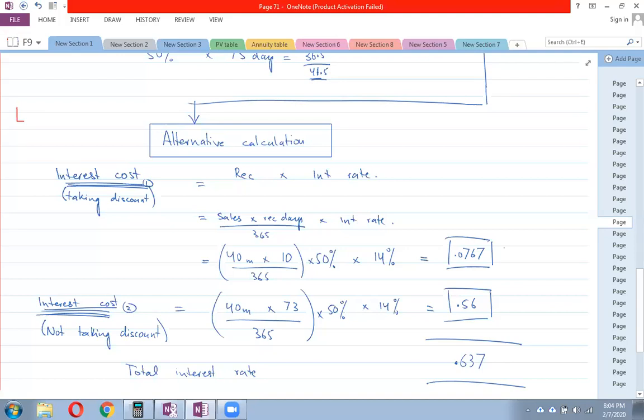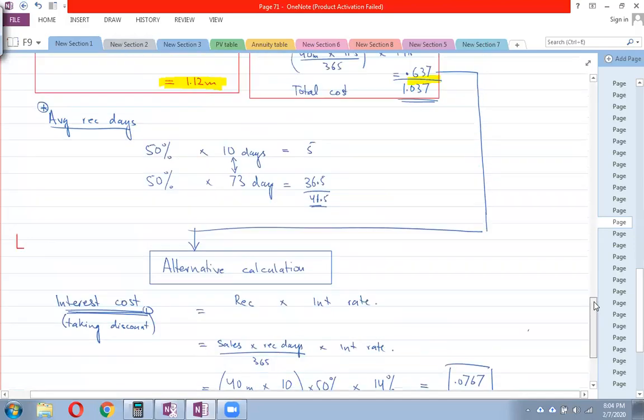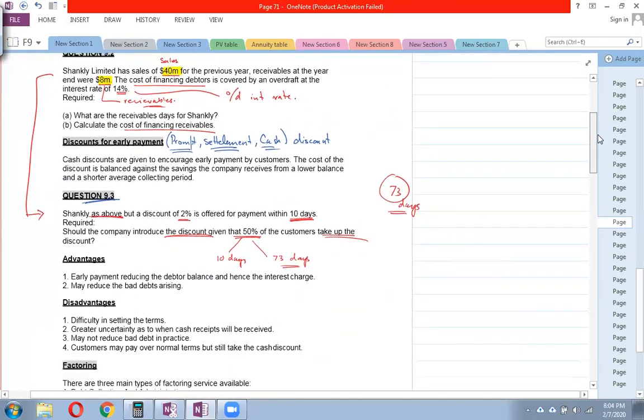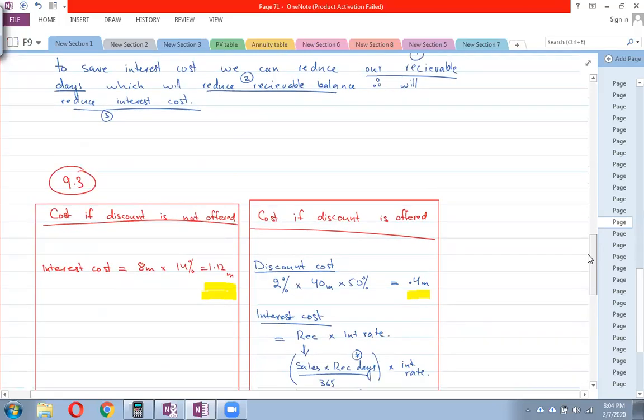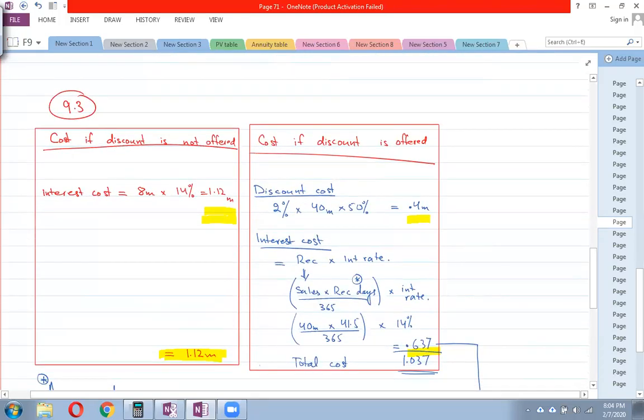Is there any question, guys? Okay, so that was 9.3. What we have seen here, go back to the answer, is that when not offering the discount, the overall cost will be 1.12 million, but when we offer the discount, we save some interest cost and our overall cost has reduced.